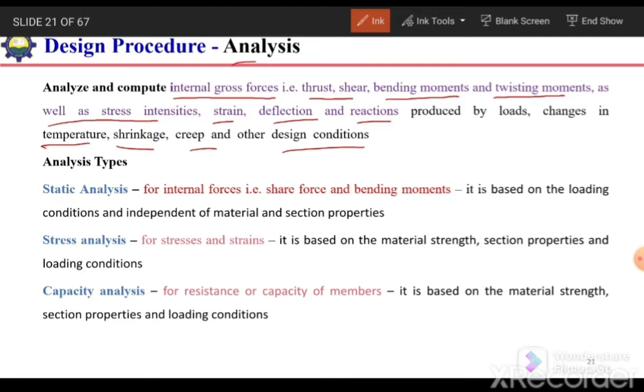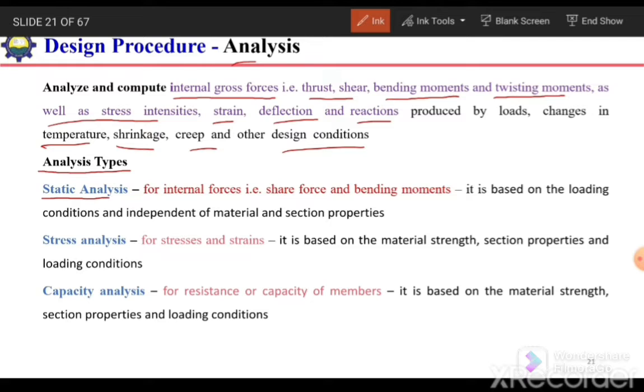So next is types of analysis. While designing a structure, we need different types of analysis. Mainly we encounter three types of analysis for the design of a structure. The first one is static analysis.